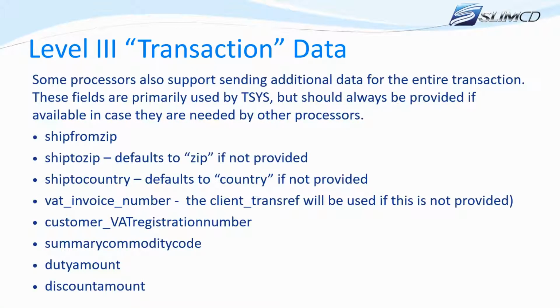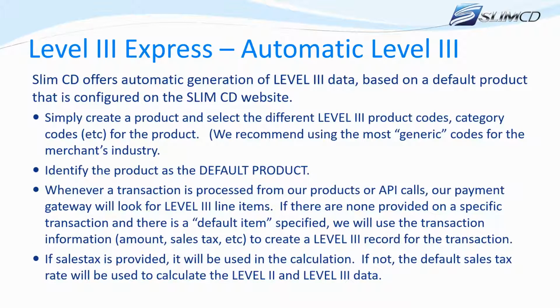There's some other fields that can be supported by some other processors, and that's the ship from zip, the ship to zip. If you don't give us a ship to zip, we're going to default it to the customer zip. Ship to country, same thing. VAT invoice number, if you're really selling and you have a customer VAT registration, if you're selling in areas that have VATs, then you can provide that. Summary commodity code for the whole order, duty amount and discount amount. Those totals can be sent as well, primarily for specific processors. Other processors may not need that information.